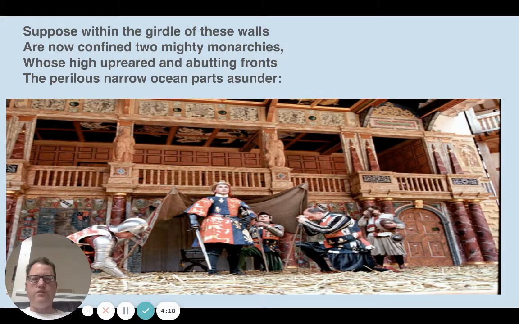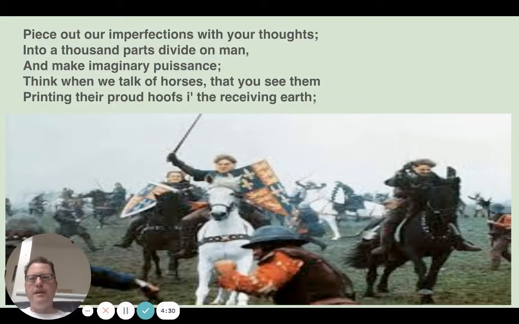Suppose within the girdle of these walls are now confined two mighty monarchies, England and France, whose high upreared and abutting fronts the perilous narrow ocean parts asunder. Piece out our imperfections with your thoughts. It's reminiscent of the beginning of Romeo and Juliet, where the narrator says, our toil shall strive to mend all of the things that you don't understand about this prologue. Here, the narrator says, look, we're going to show you these events imperfectly.